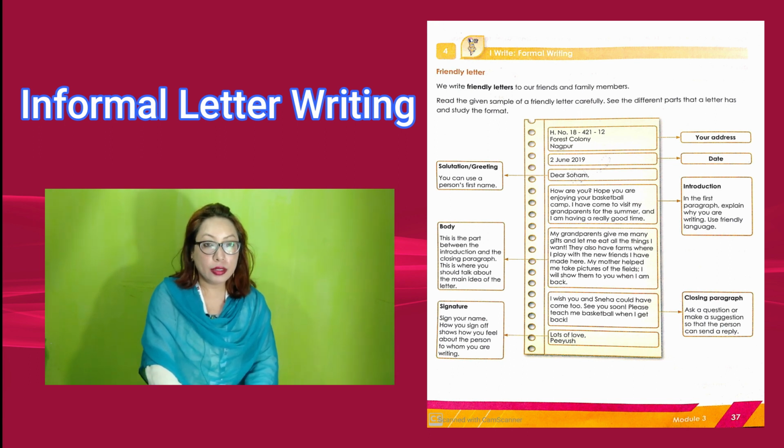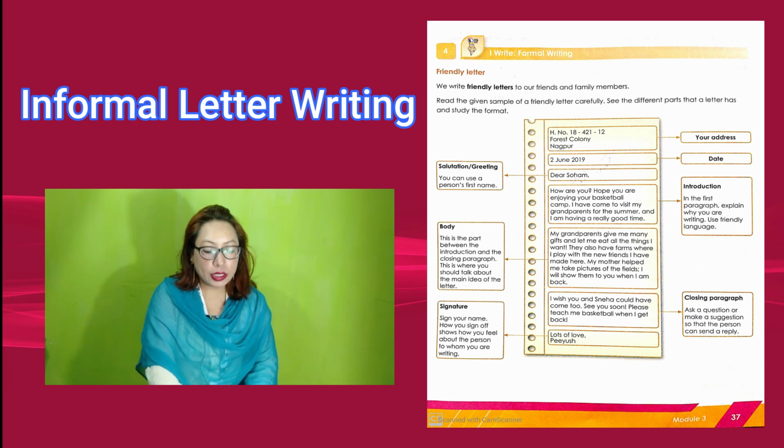So see students, at the left hand corner there you can see your address. That means if you are writing the letter, you are going to write your address. Here what is written? House number 18421 12, right? And Forest Colony, Nagpur. So the letter has been written by somebody from Nagpur, right?